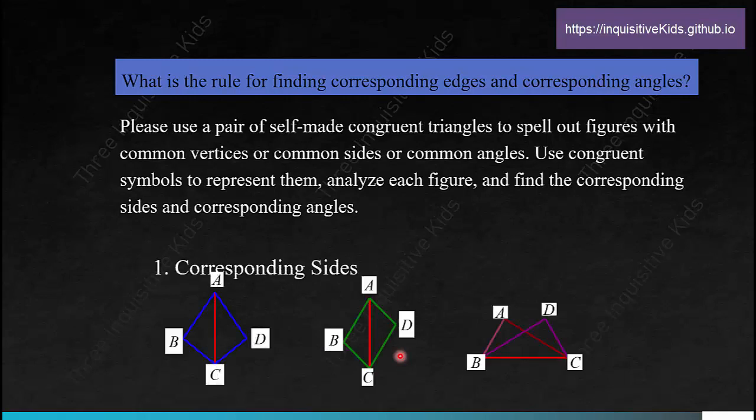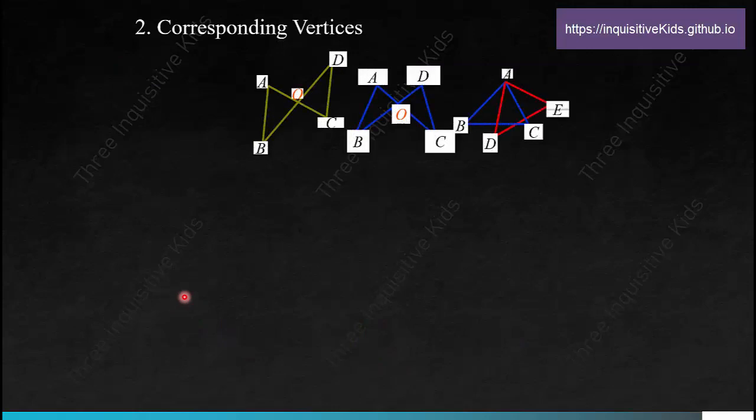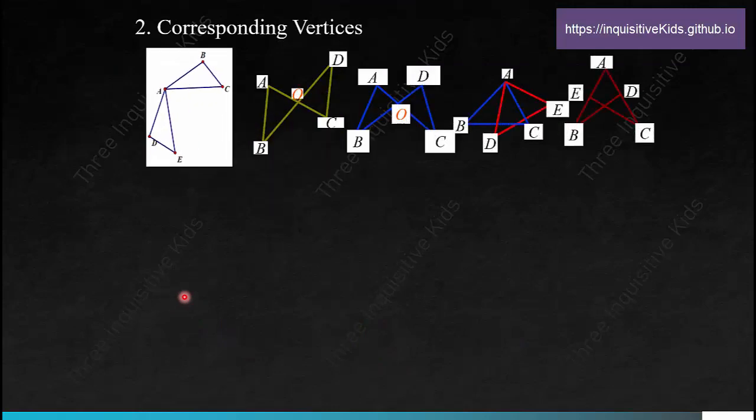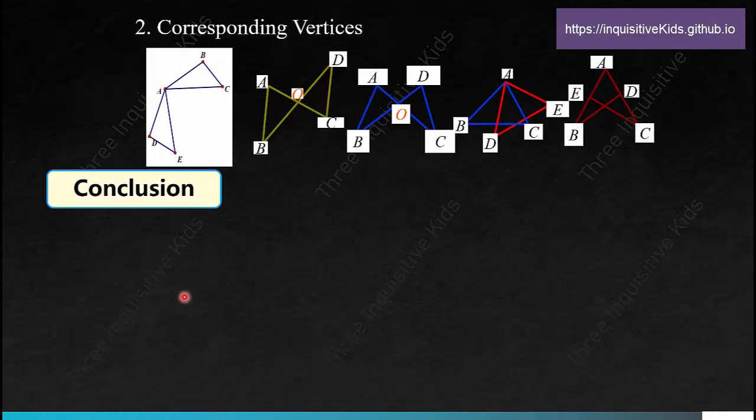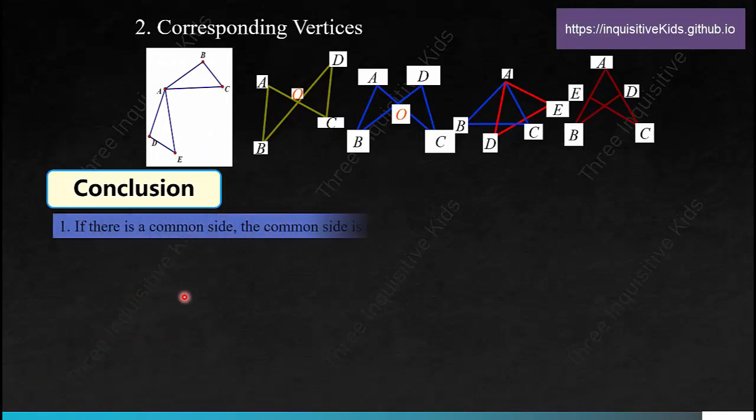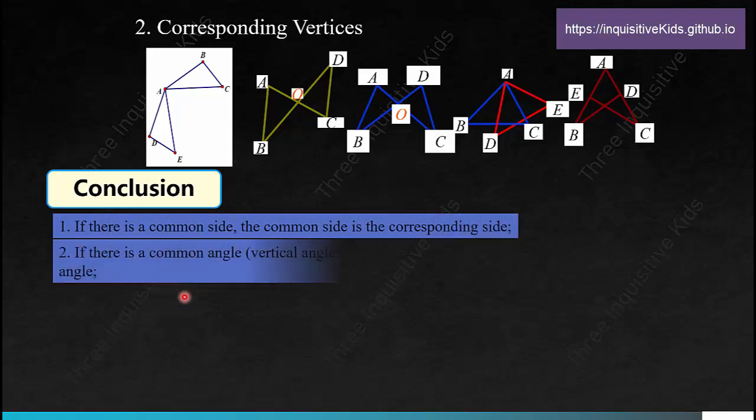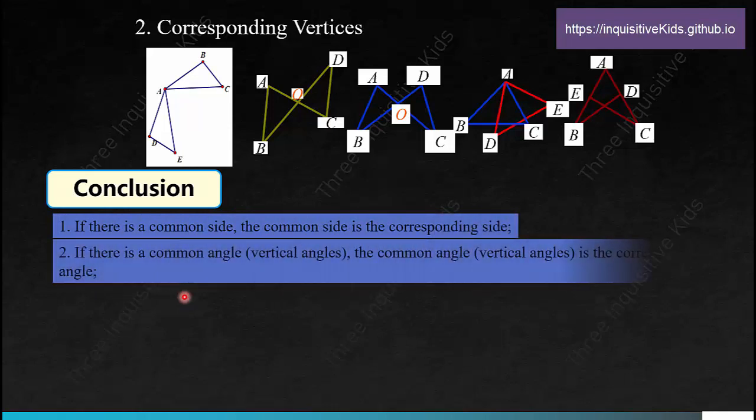So corresponding sides, right here, corresponding vertices, you can see them right here. So here's a conclusion. If there is a common side, the common side is the corresponding side. If there is a common angle, vertical angles, remember about vertical angles from a few chapters ago, the common angle, vertical angles, is the corresponding angle.